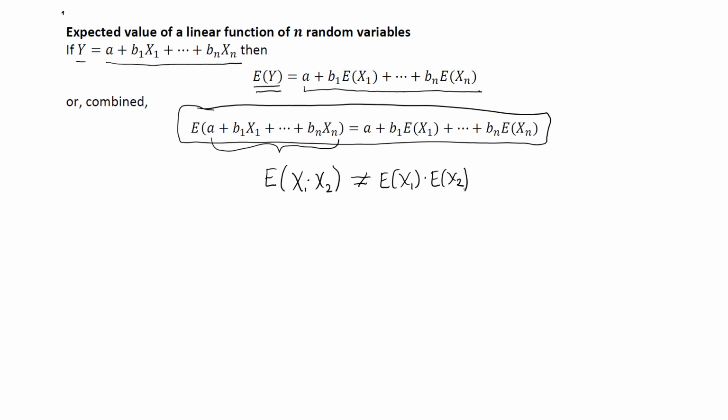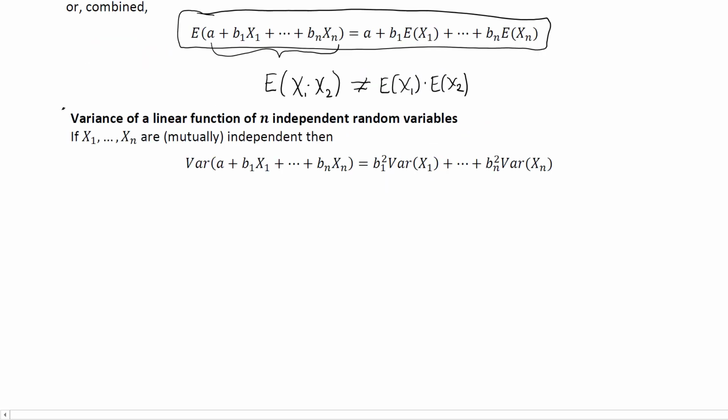In addition to a very nice and useful formula for the expected value of a linear function, we also have a result for the variance of a linear function of random variables. But this formula requires one additional assumption, and that is independence. So if these random variables are mutually independent, then we have a nice formula for the variance of a linear function of these random variables.